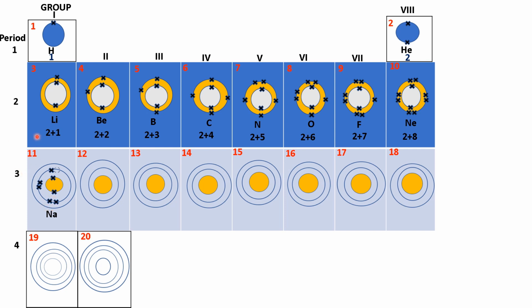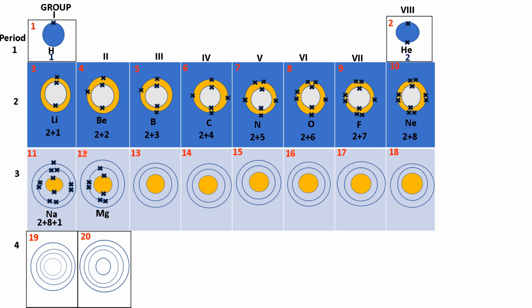Sodium atom, atomic number 11. So we distribute 11 electrons according to the rule: the first shell is filled with 2 electrons, the second shell with 8 electrons, and in the third shell the remaining 1 electron. So sodium's distribution of electrons is 2 plus 8 plus 1. The 1 is the valency electron present in the outer shell, so sodium is present in group number 1. We have 3 shells, so sodium is present in period number 3.